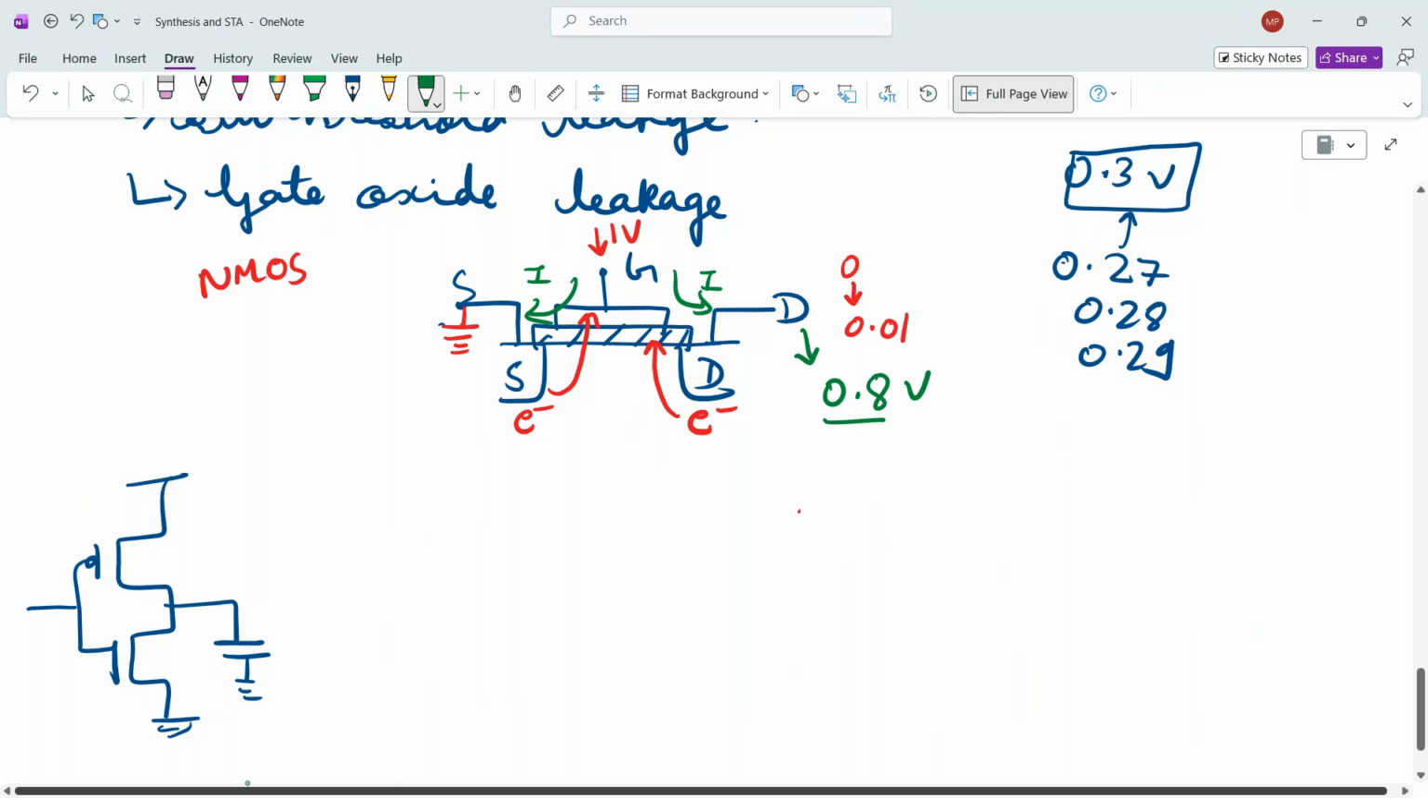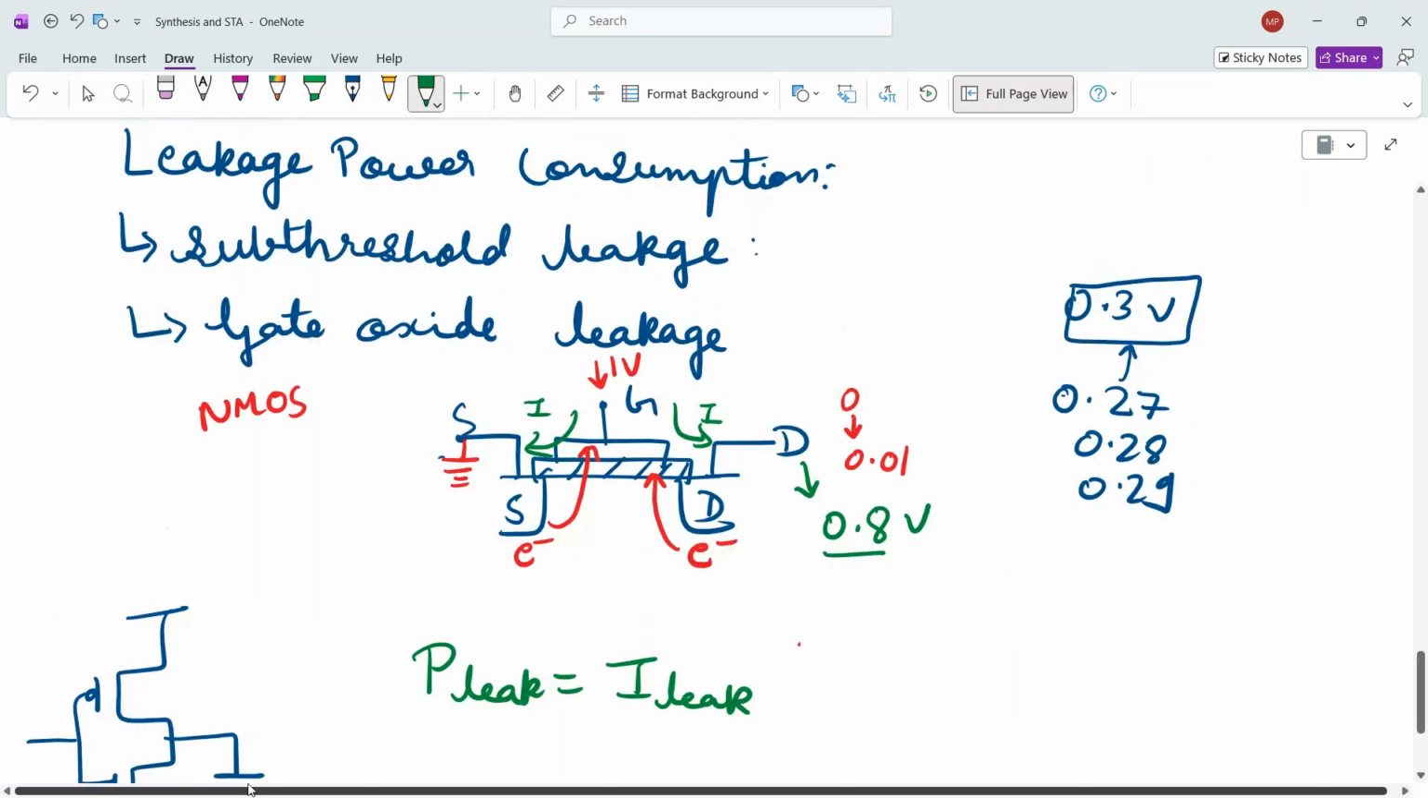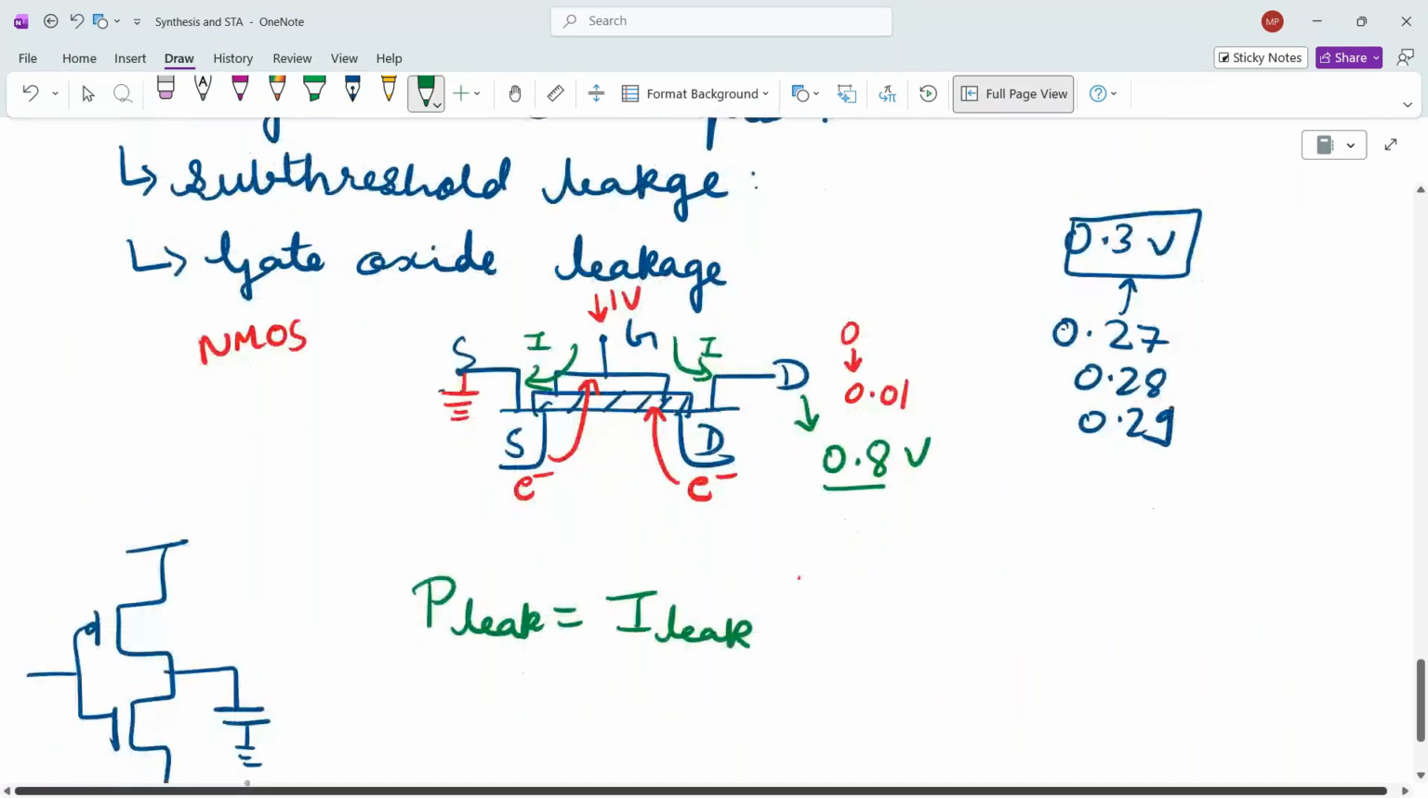So now I may write the leakage power equation. I will just write I leak. These are the leakage currents which I showed. One is the subthreshold leakage current, another is the gate oxide leakage current. So I leak is approximately equal to I subthreshold leakage current plus I gate leakage current, into VDD. These are the leakage currents.